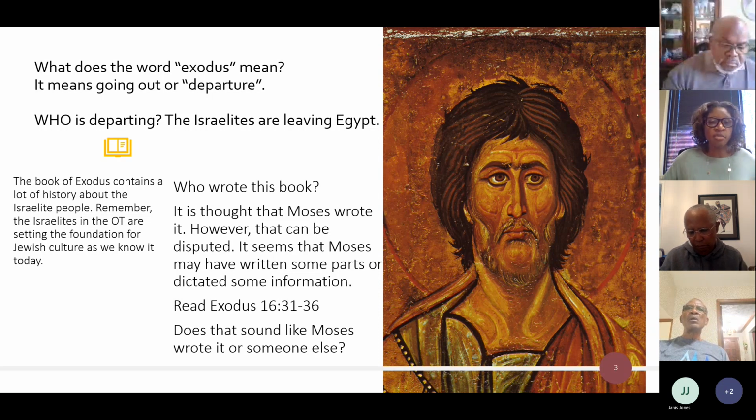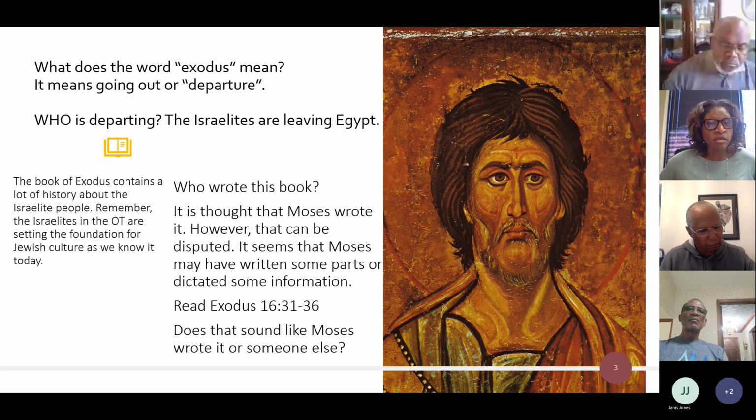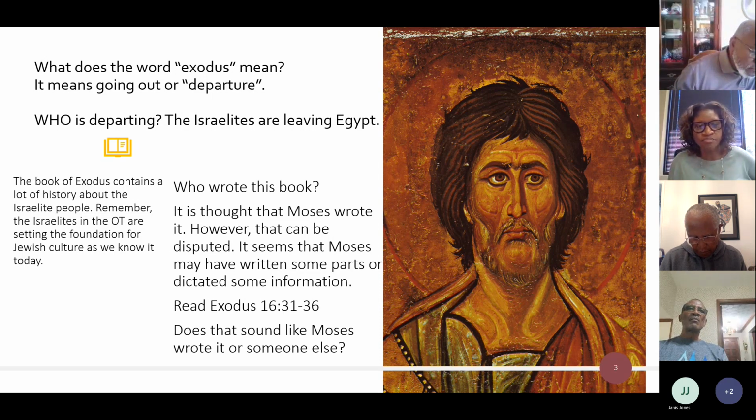Okay. If anybody gets it, just let me know. So it's thought that Moses wrote it. However, it can be disputed. It seems that Moses may have written some parts of the book, or maybe he dictated some parts of the book. Remember, y'all, we don't really know who actually penned it. And then sometimes in some places, it seems like somebody else wrote it.